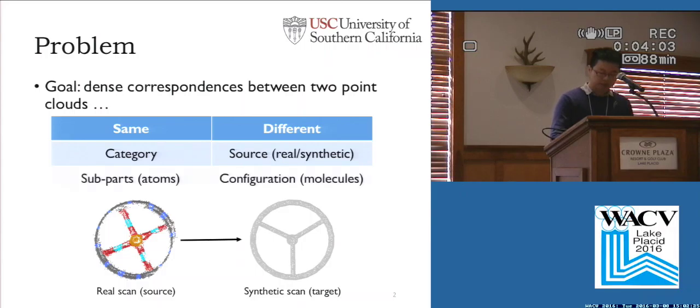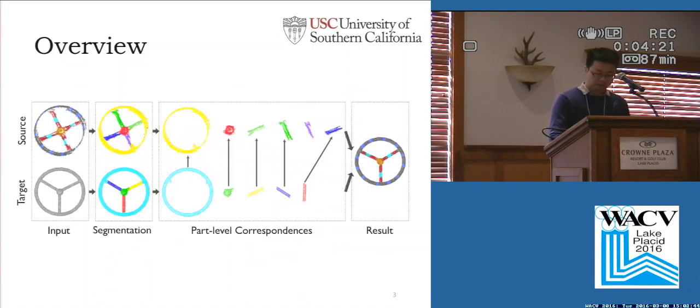And we need to make another assumption: that the two shapes have the same set of subparts, but can be different in configuration and numbers of them. So in other words, they have the same atoms, but are different molecules. An application of this is color transfer. Here is a simple pipeline of our method. In the first place, we segment both point clouds to identify their subparts, and then we establish part-level correspondence.